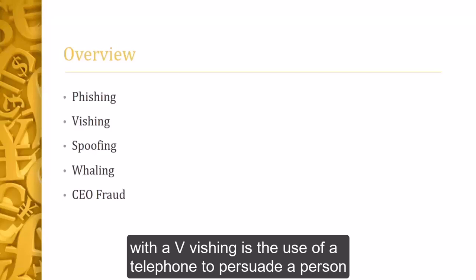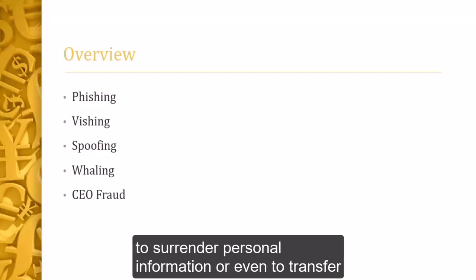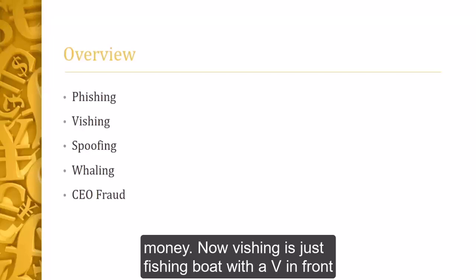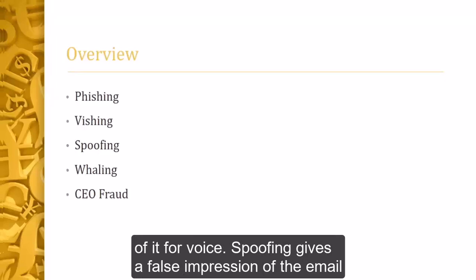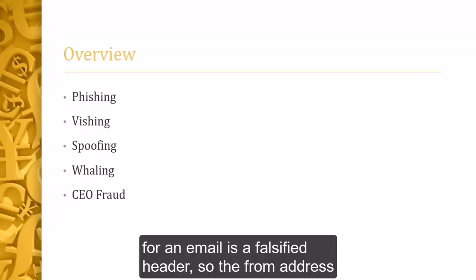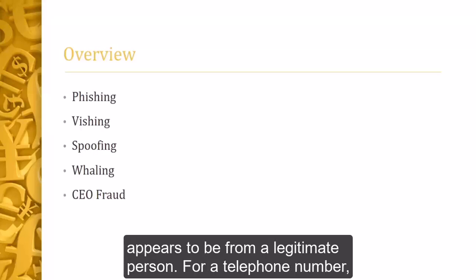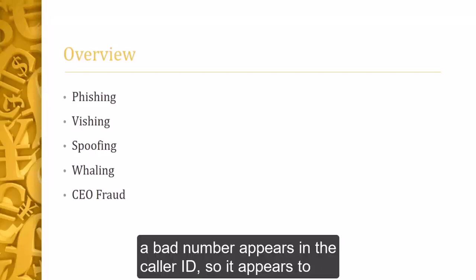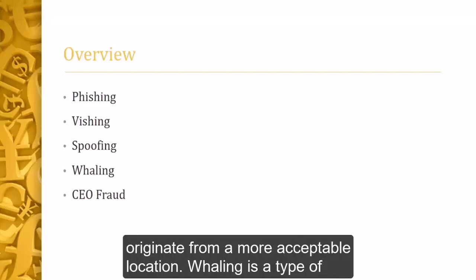Vishing is the use of a telephone to persuade a person to surrender personal information or even to transfer money. Now, vishing is just phishing, but with a V in front of it for voice. Spoofing gives a false impression of the email address or telephone number of the person initiating contact. For an email, it's a falsified header, so the from address appears to be from a legitimate person. For a telephone number, a bad number appears in the caller ID, so it appears to originate from a more acceptable location.